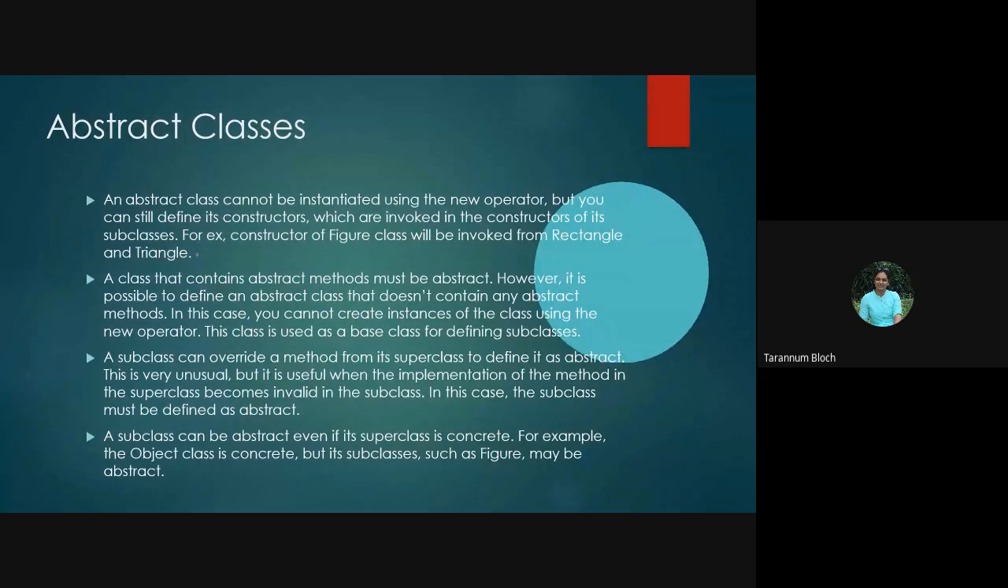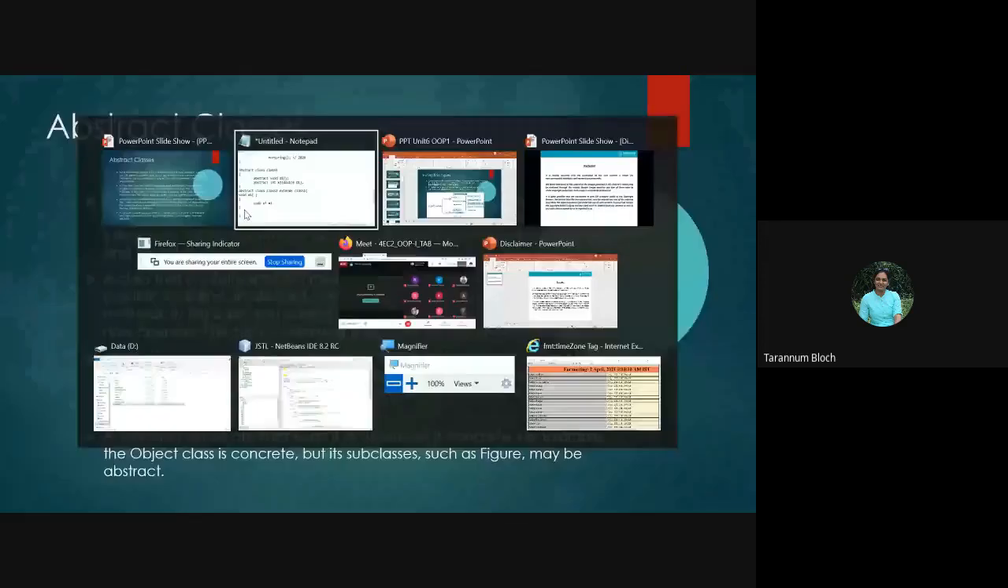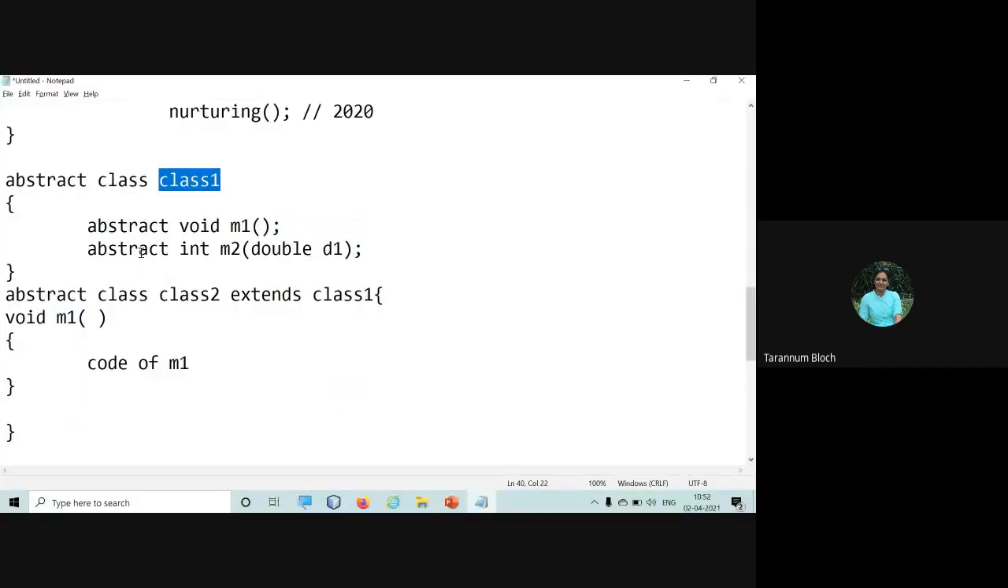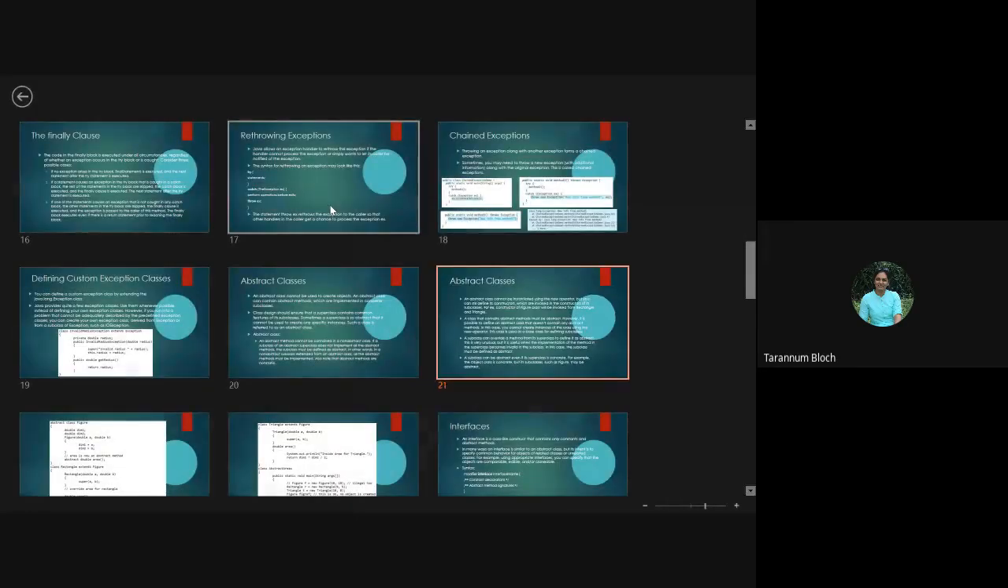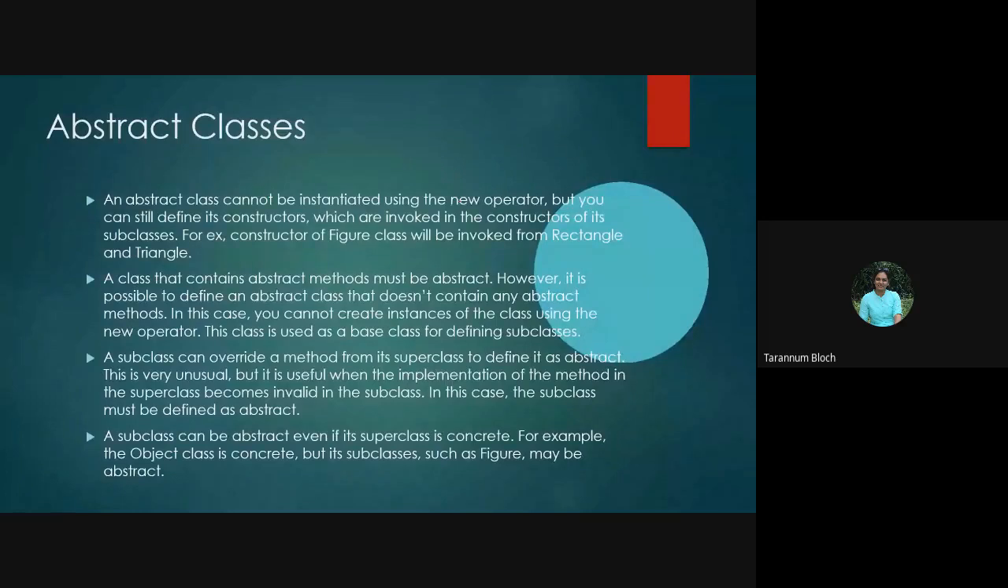As I said, we can't create an object of an abstract class, so we say an abstract class cannot be instantiated. Instantiated means to create an object. Fine. If class 1 is abstract, I can't write in any driver class a statement like this. This is called instantiation. This will give me an error, right? Because an abstract class cannot be instantiated using the new operator.